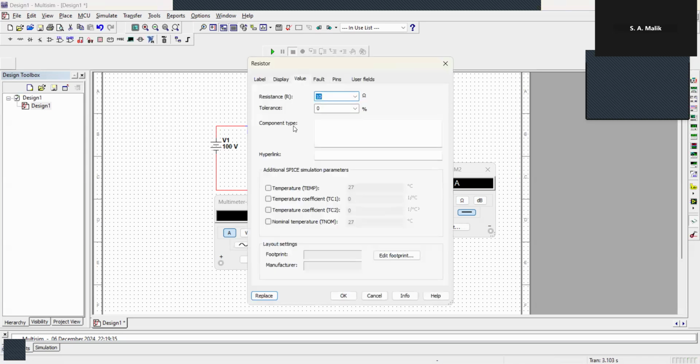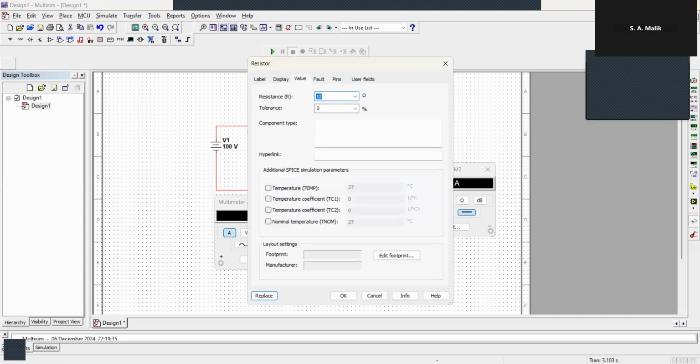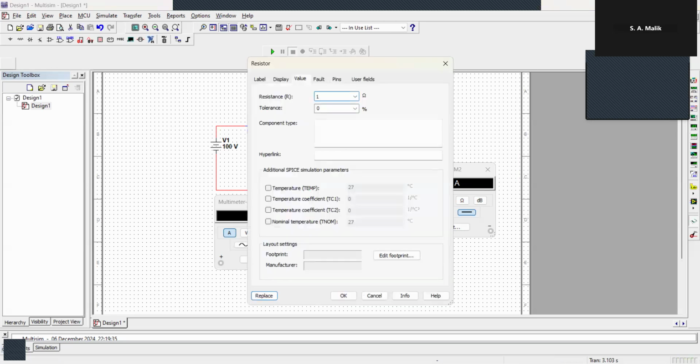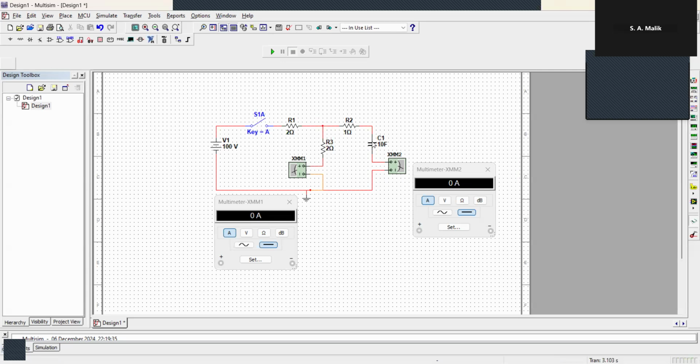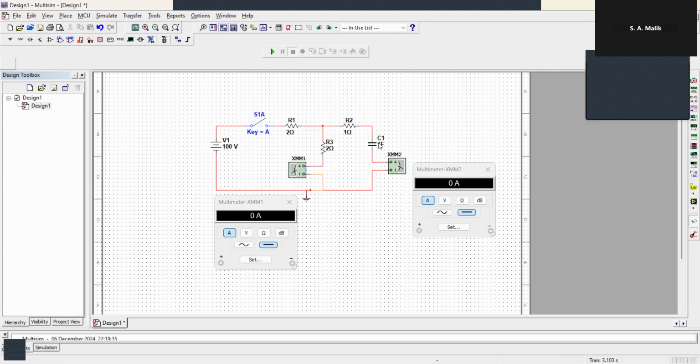Okay, let me modify the values. Let me write this equal to 2. Change this also to 2. This to 1 farad, 1 ohm, and capacitance to 1 farad. And you can see the new time constant for this circuit will be 2 seconds. As you can see, 2 ohm, 2 ohm, there is one.